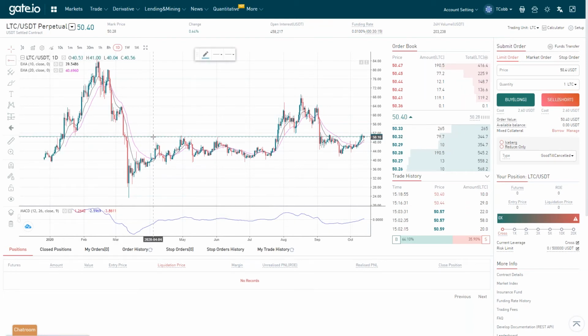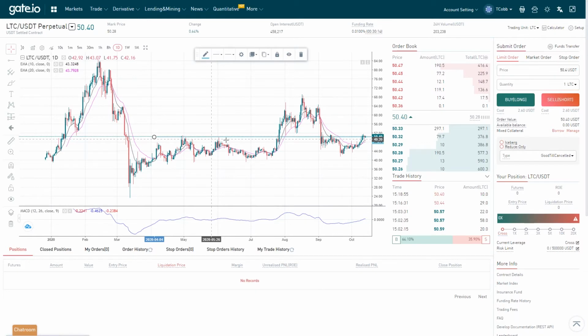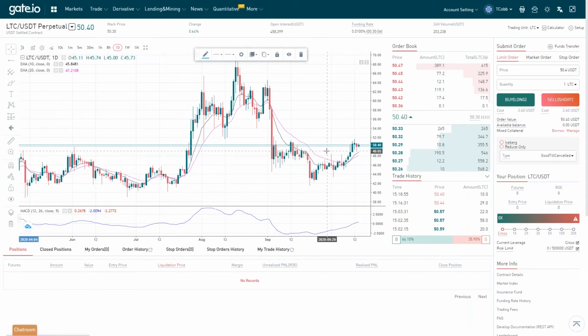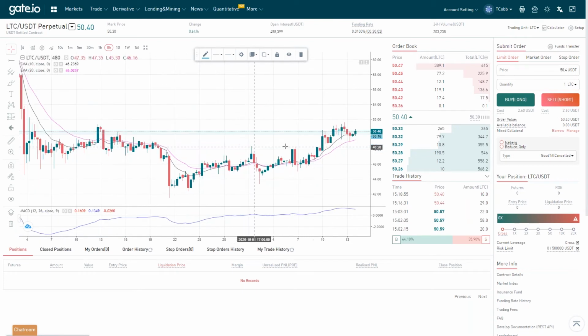Boom, boom, boom. You can see roughly through there, resistance, pop, resistance through here. And we're still a little bit struggling with it. It's above 50, and while it's above 50, it is on my radar.